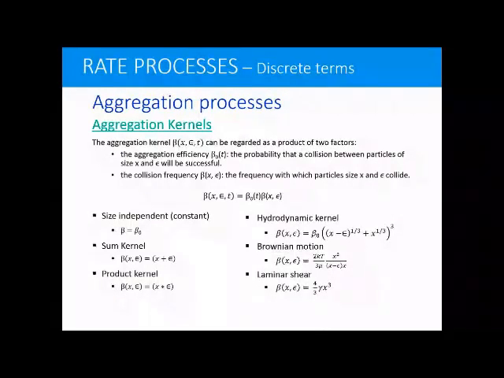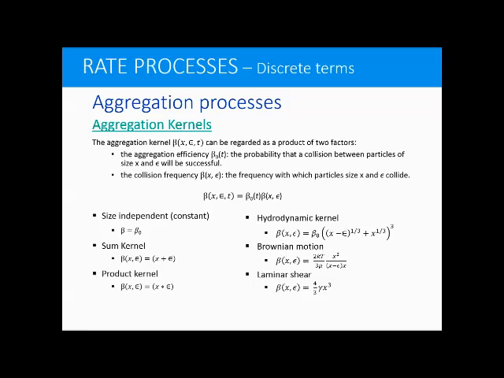Back to the kernel, it can actually be written as a combination of two different factors. So the kernel basically tells us at which rate particles of two different sizes come together and a successful aggregation is formed. So in this occurrence, what should happen? First is that these particles actually meet, and secondly is that when they collide, they stay together.